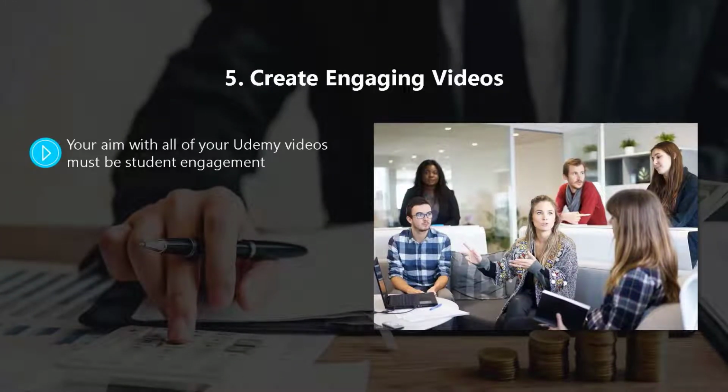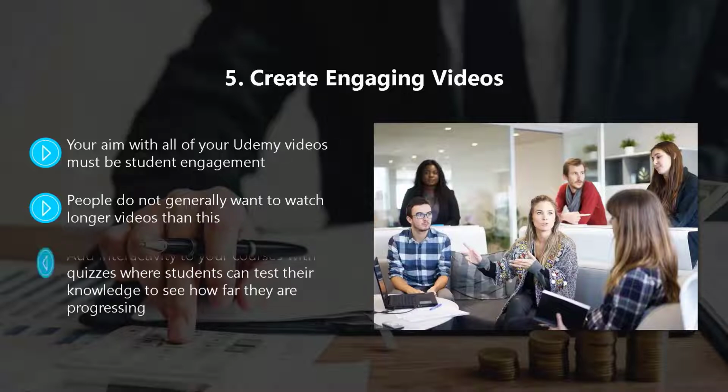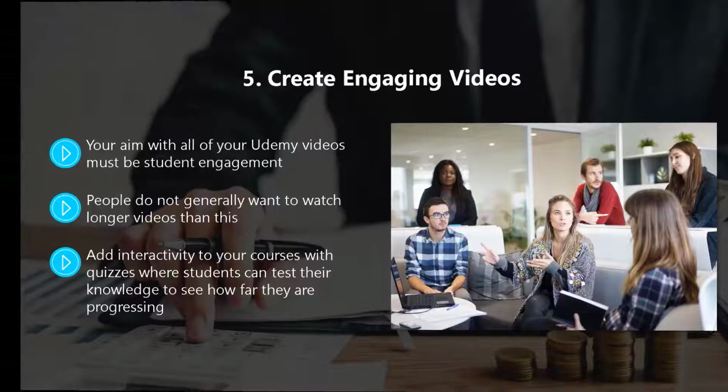5. Create engaging videos. Your aim with all your Udemy videos must be student engagement. Make each of your videos less than 10 minutes. People do not generally want to watch longer videos than this. Add introduction and conclusion slides to each video so that students know what they are going to learn and then receive a summary of learning points at the end. Add interactivity to your courses with quizzes where students can test their knowledge to see how far they are progressing. Add stories to your videos where you can. Everyone loves stories, and this will help to drive up your engagement levels.